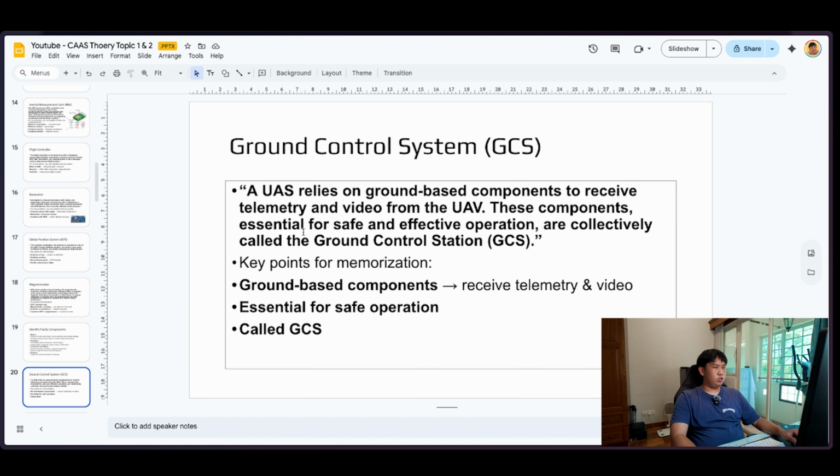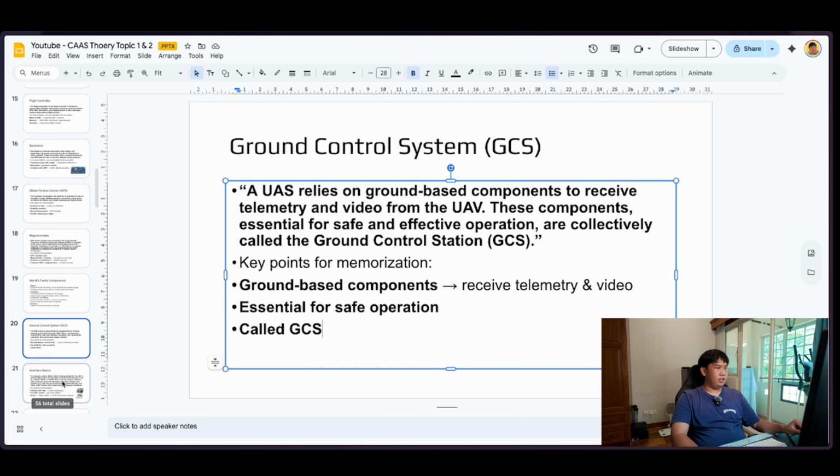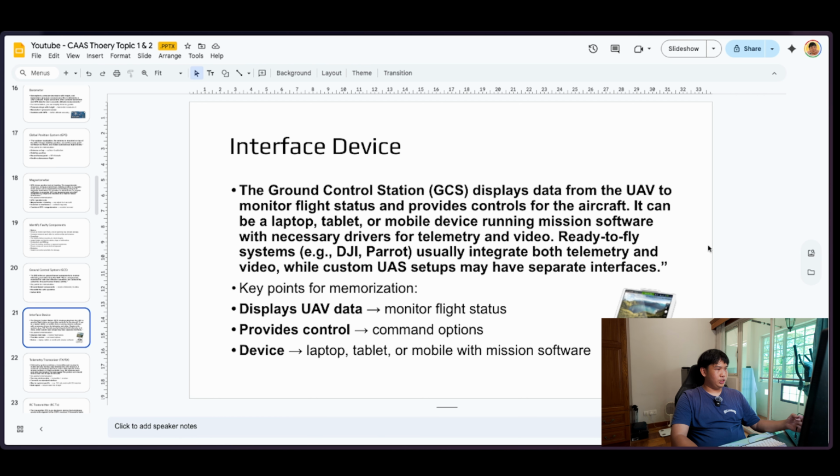The ground control system is those components essential to fly safely and for effective operations. Collectively they are called the ground control stations. So the key points for memorization: we can use ground-based components like telemetry and video links. Telemetry is your device essential for safe operation, called the ground control system. Then interface devices, where we are going to talk about telemetry, etc. So the ground control device displays data from the UAV to monitor status and provides controls for the aircraft.